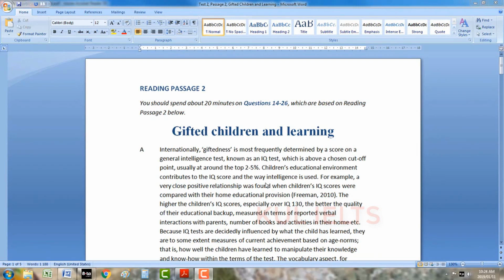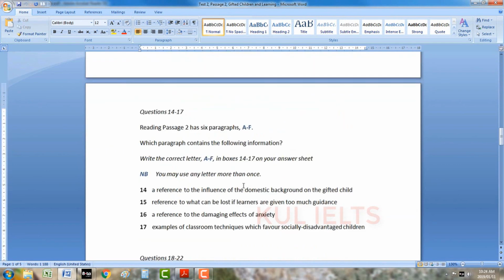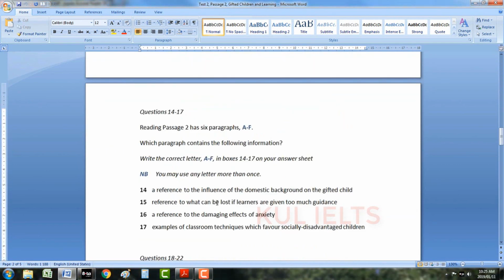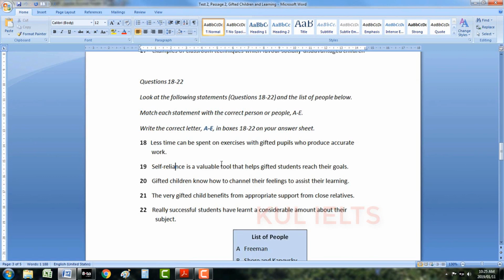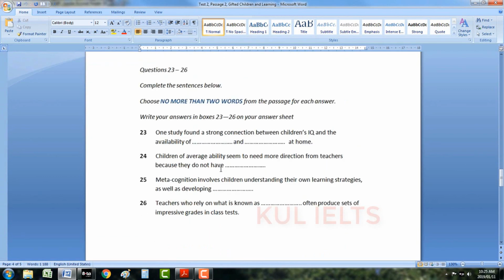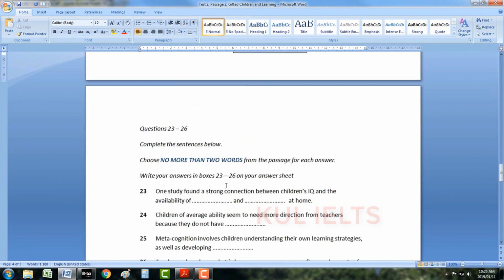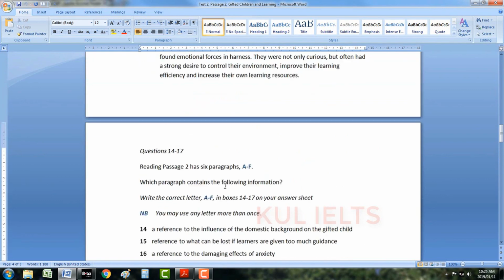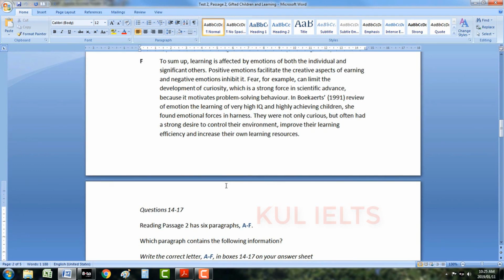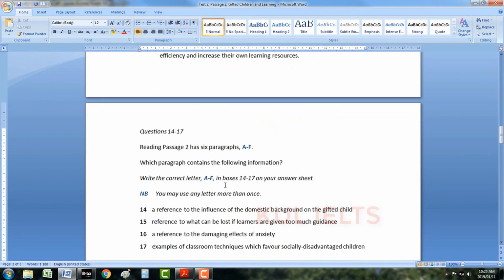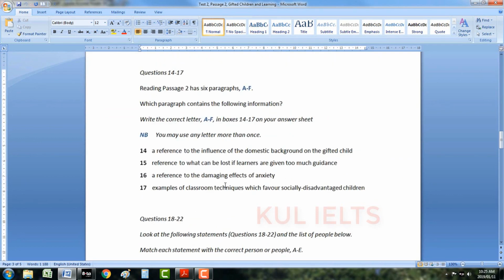Okay, reading passage 2, gifted children and learning. So let's see what we've got here. Matching paragraphs, matching statements, and some kind of gap fill. Complete the sentence. Quite a very common combination of these three question types together. I just did Cambridge 13, and there's a lot of this in Cambridge 13, especially for reading 2 and reading 3. These three question types together.